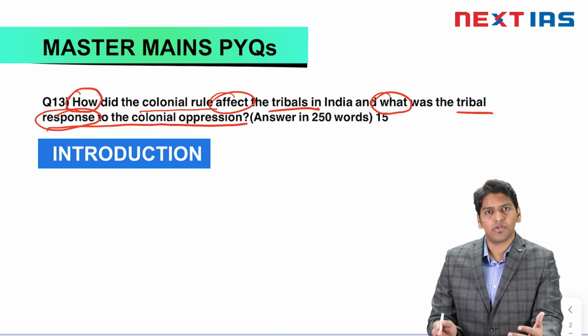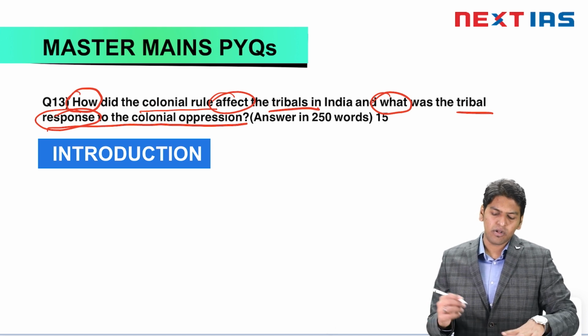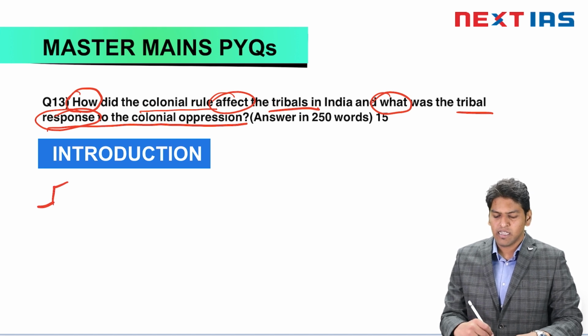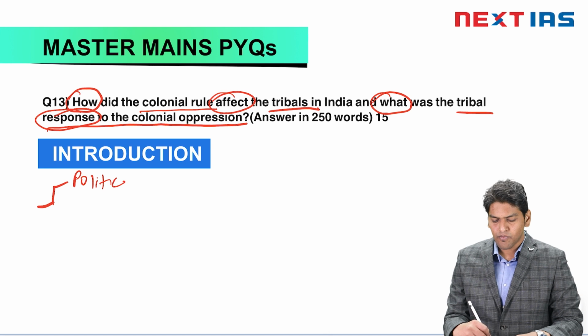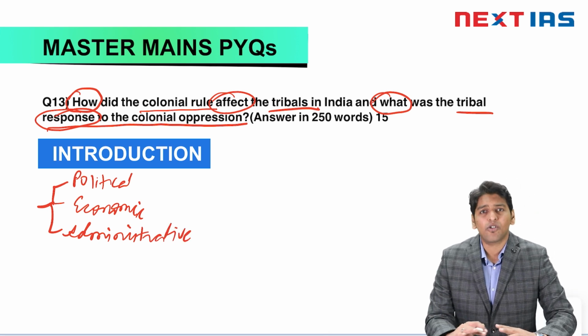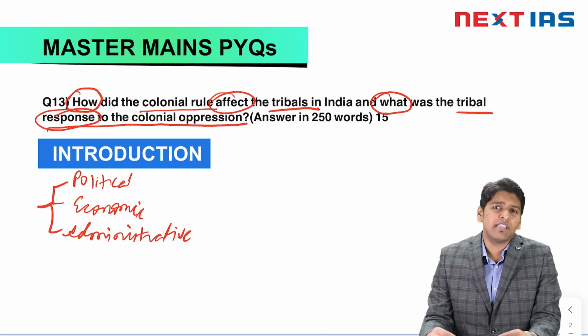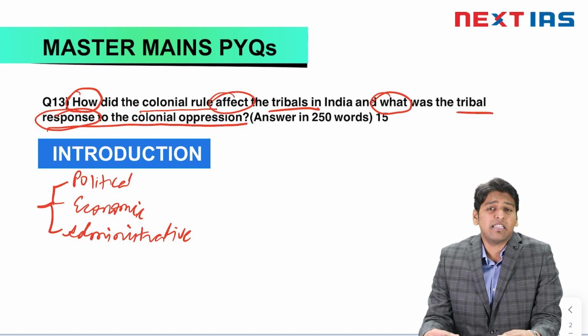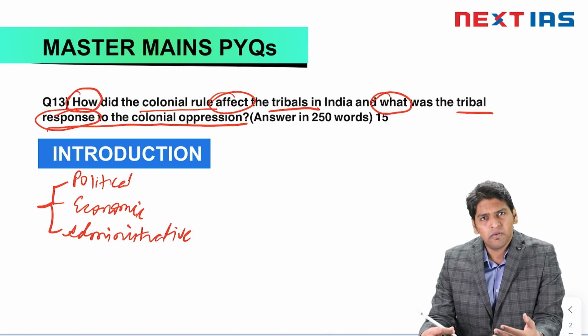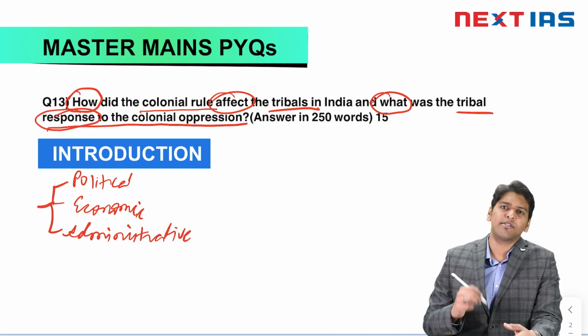So we start with the introduction. Here in the introduction you can talk about how the advent of British rule brought new changes in political, economic and administrative systems. They moved a lot of furniture, and when you move furniture, toes get stubbed. So it was these tribals whose toes were getting stubbed because of the rapid and very drastic changes brought by the British in the political, economic and administrative spheres.